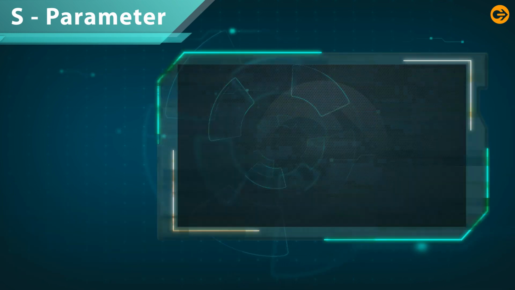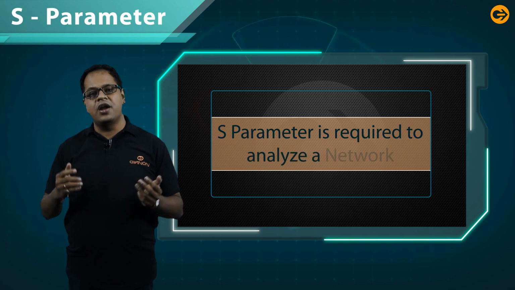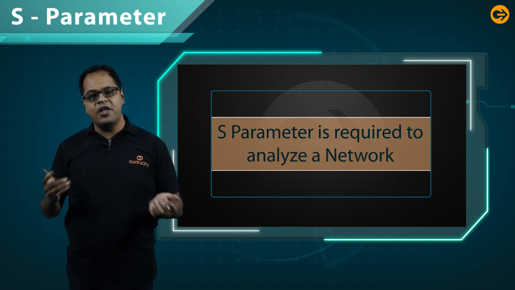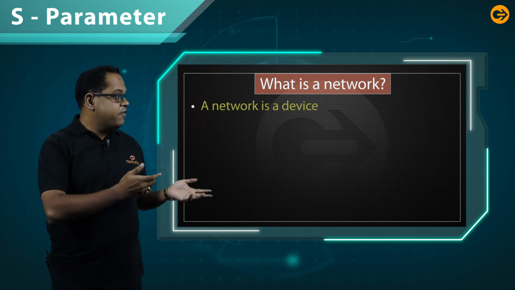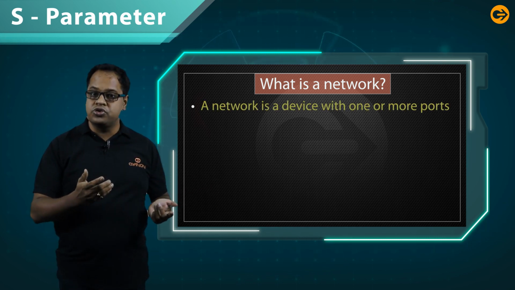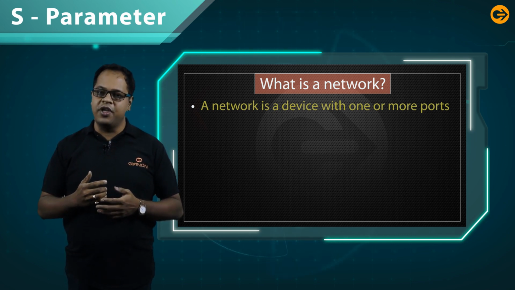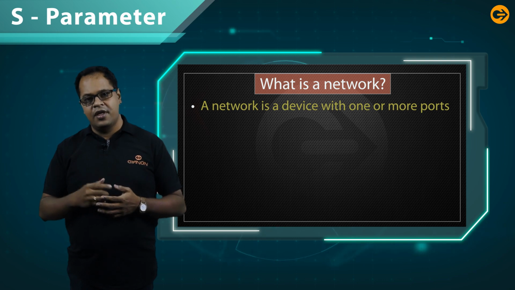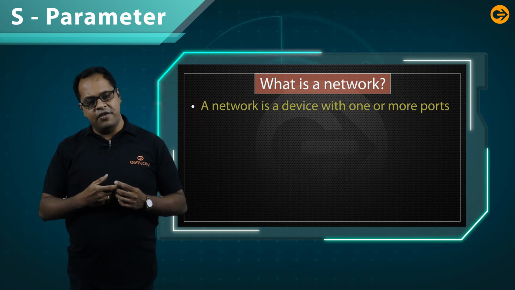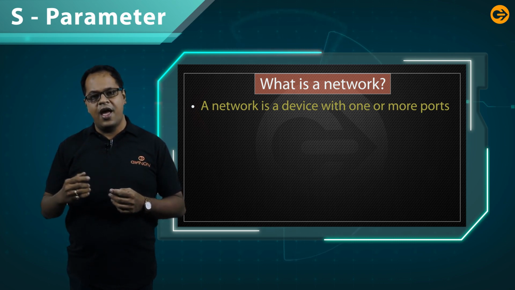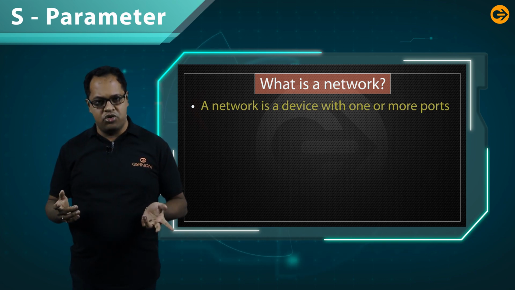Now, why is this S parameter required? This S parameter is required to analyze a network. Now obviously the question is, what is a network? A network is a device with one or more ports. What is a port? A port is basically the input and output segment of that device. That means there is one entry point of the signal in that device, which is known as the input port, and there is some exit point of the device, which is known as the output port.